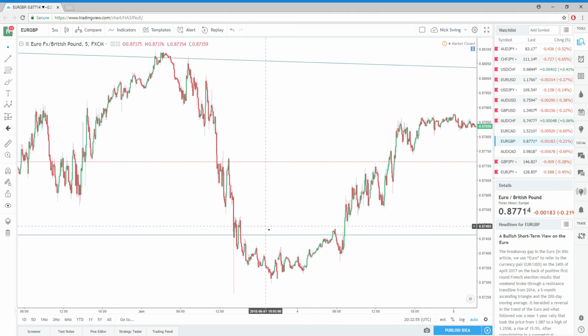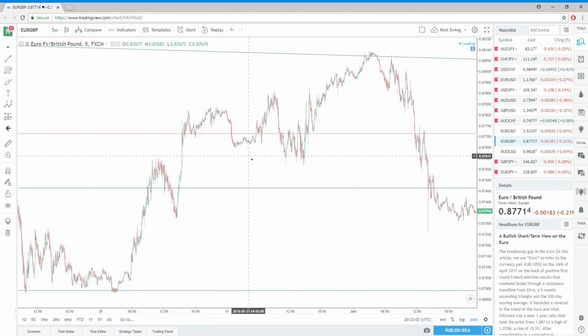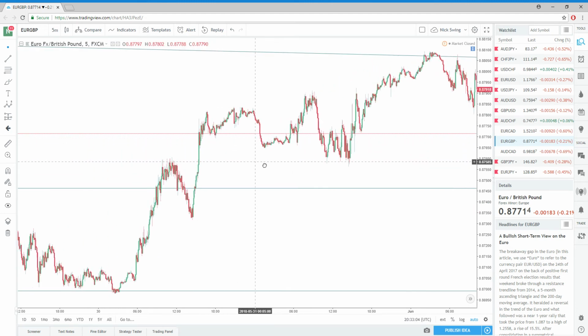Another question about the range. Daryl says, hey man, I'm having trouble identifying the range. Can you help me with that? So like I said, whenever you're looking at that range, just do a clearly defined break and retest.